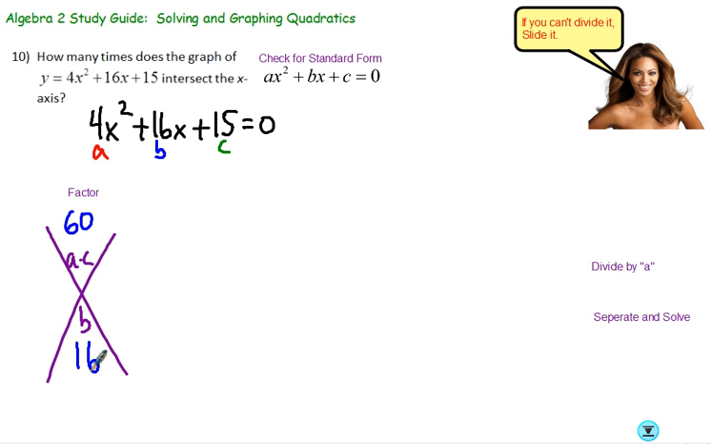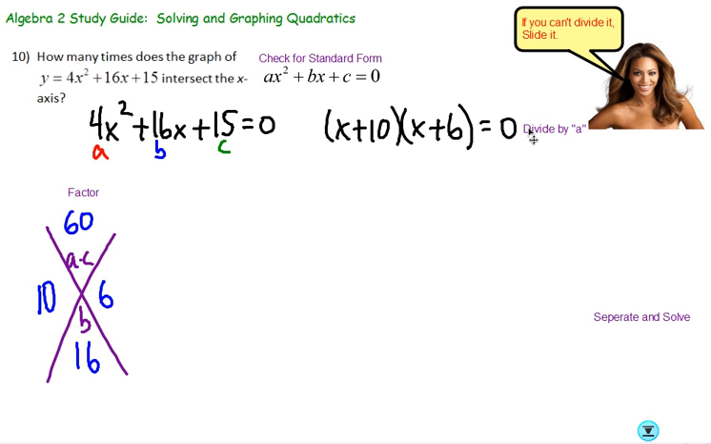All right, we're looking for two numbers that multiply to 60 and add up to 16. Well, that would be 10 and 6. Let's put those in parentheses. So we would have x plus 10 and then x plus 6 equals 0. Now remember, we have to divide by a. That's not quite our factor just yet. So our a is 4, so we're going to divide by 4. And so Beyonce's telling us up there, if you can't divide it, slide it.